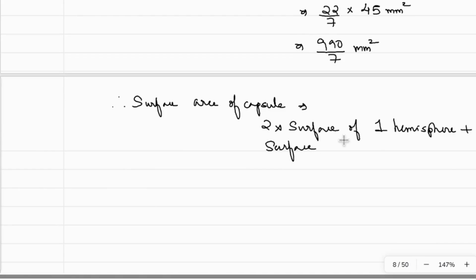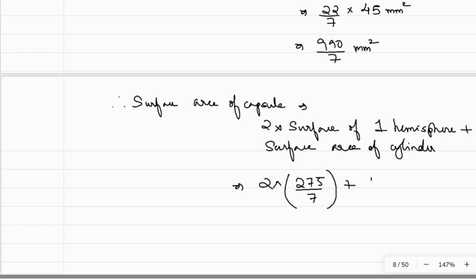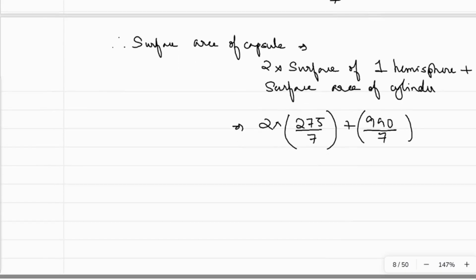Okay, which is equal to 2 into 275 divided by 7 plus 990 divided by 7. This much we need to add. That is equal to what? 2 into 275 means 550 by 7 mm square plus 990 by 7 mm square, right?